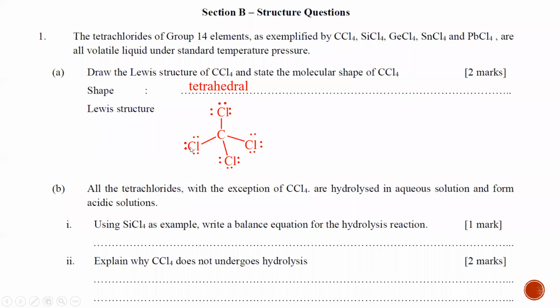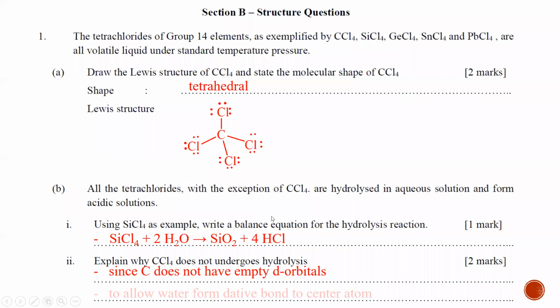Okay, B. All tetrachlorides with the exception of CCl4 are hydrolyzed in aqueous solution to form acidic solutions. Using SiCl4 as an example, write a balanced equation for the hydrolysis reaction. So in here, you have to write the balanced equation: SiCl4 plus 2H2O gives SiO2 plus 4HCl. And number 2, explain why CCl4 does not undergo hydrolysis. This is because carbon, which is from period 2, does not have empty orbitals. Therefore, it does not allow the water to coordinate a dative bond to the central atom. Because if you allow the water to coordinate, that means that carbon will have more than 8 electrons around it, which is impossible for carbon. Okay, so that is for number 1B.